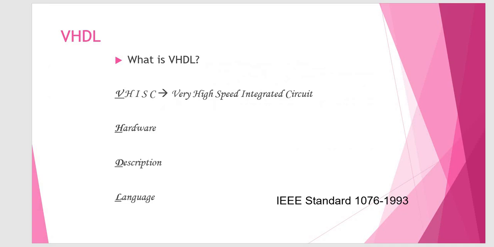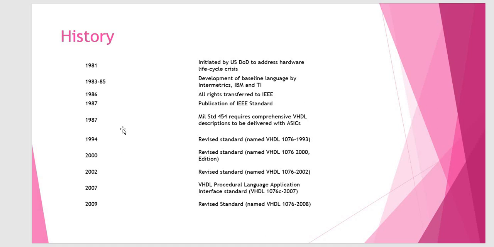Now let us go through briefly, as I mentioned already, that this is a very high speed integrated circuit related hardware description language. Let us go through the history. In 1981, it was initiated by the US Department of Defense to address the hardware lifecycle crisis. From 83 to 85, development of the baseline language by Intermetrics, IBM and TI. Then in 1986, all rights were transferred to IEEE. In 1987, publication of the IEEE standard. It was recognized and marketed via IEEE as an IEEE product standard.